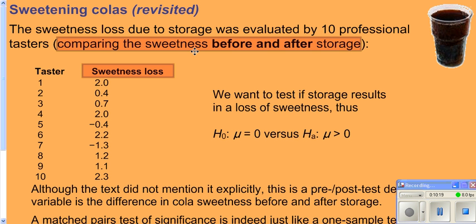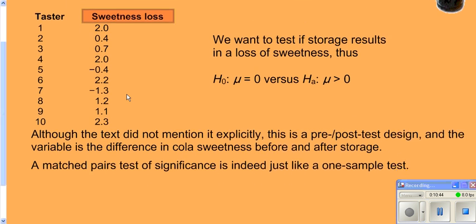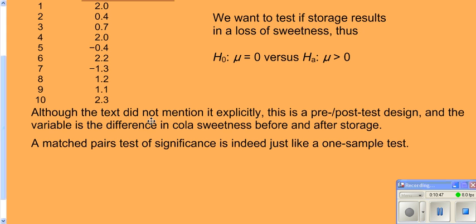So let's take a look at that cola problem. It's really a before and after storage: the sweetness before storage compared to the sweetness after storage. Here we would be looking at the differences, the sweetness lost from before storage to after storage. So this one here had 2 sweetness points lost. This one here lost 0.4 sweetness points, and so on. Now, we really did this problem before, so we don't have to redo everything, but it's really following the same process.